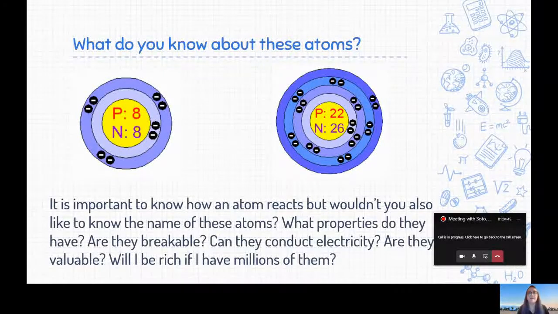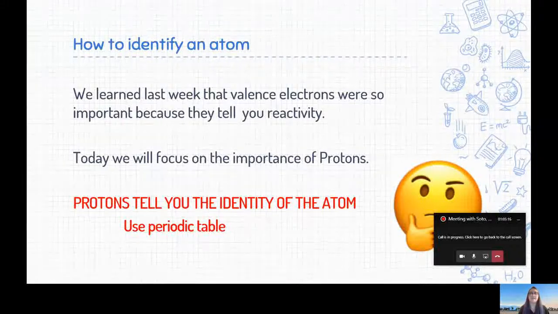This is another example of an atomic model that you can see where you don't actually have the circles for the protons and neutrons because there might be too many to actually be able to count them. So you'll just have a P for the number of protons and an N for the number of neutrons. So another thing we need to know is what those atoms are of. What do they represent, right? What properties do they have? In order to know that, we look at the protons. The number of protons tells you the identity of the atom.